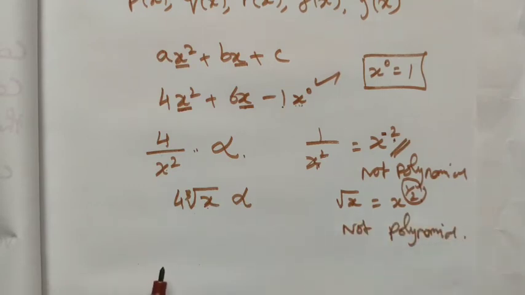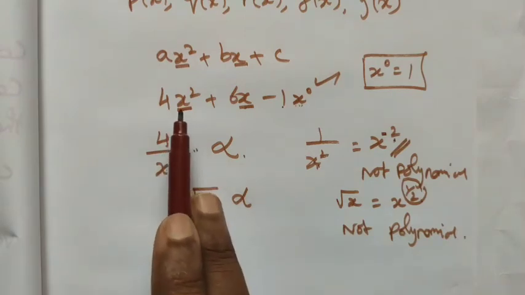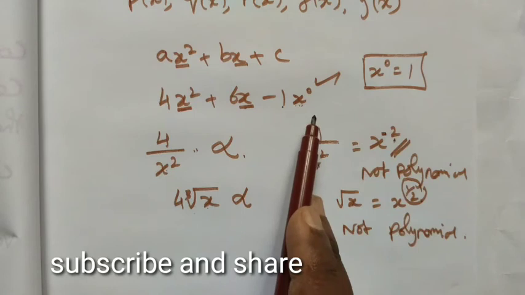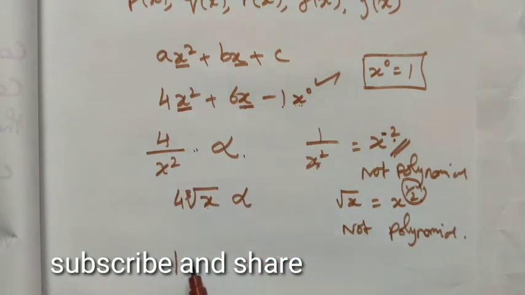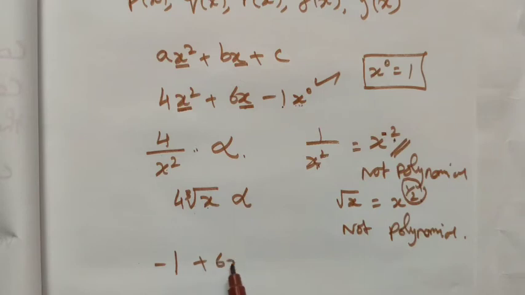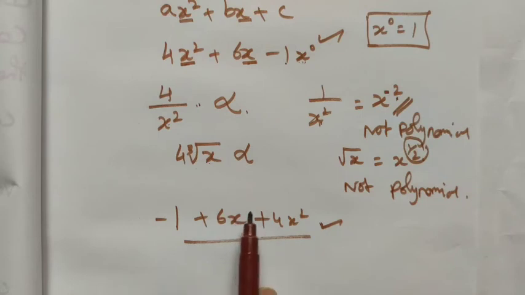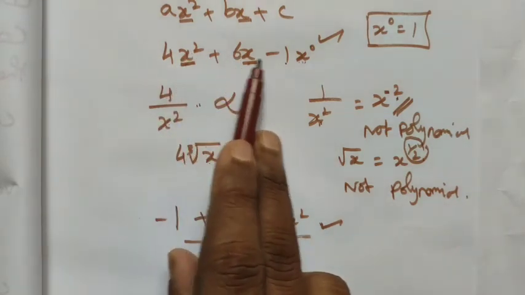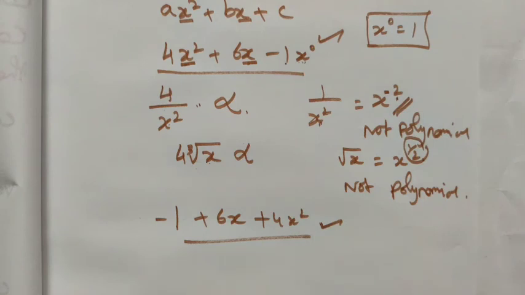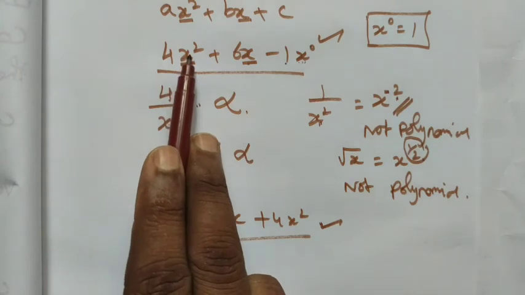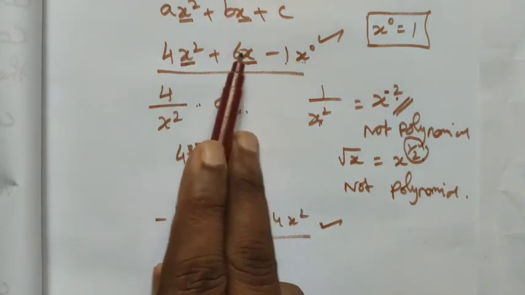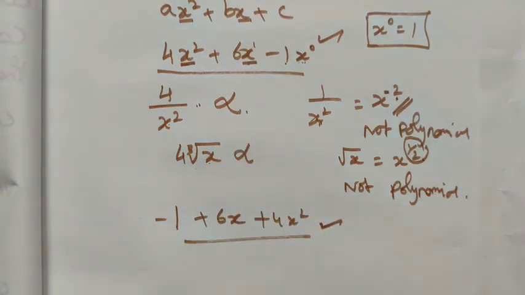If you say that it is a polynomial, it must be in the standard form, either in ascending order or in descending order. This can be written like this: minus 1 plus 6x plus 4x square. This is also a polynomial in standard form. The variable's power must be in increasing order or decreasing order. These two are called the standard form of the polynomial. The power must always be a whole number: 0, 1, 2, and so on.